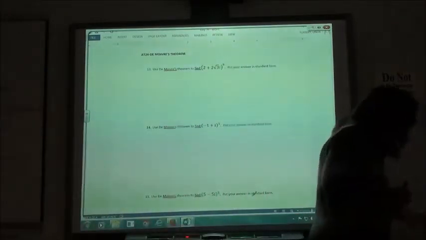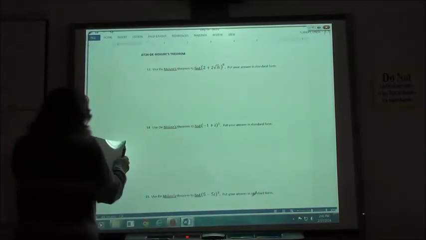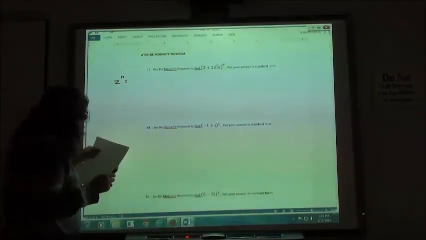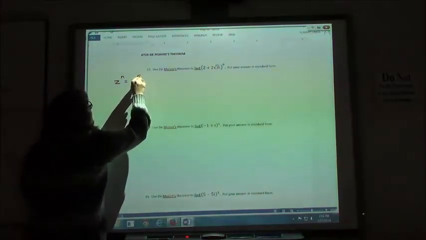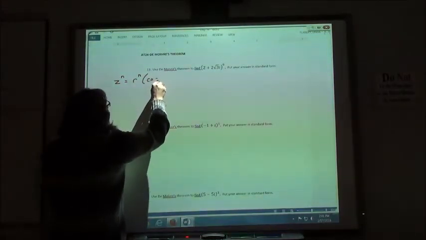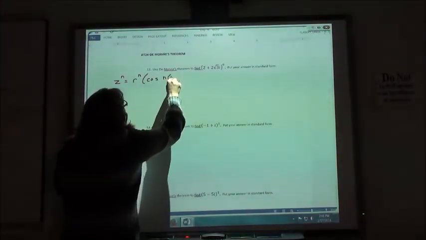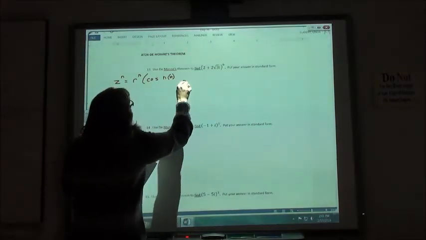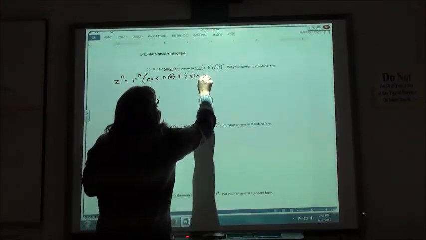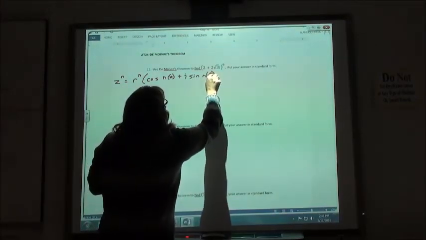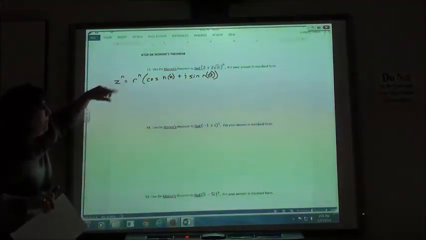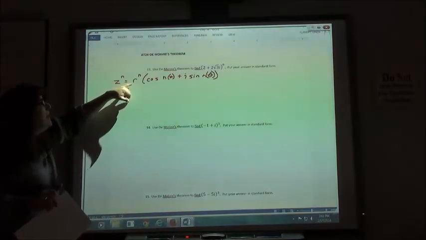I'm going to grab my paper here so I get it written down correctly. It says that if I have something to the nth power, what I'm going to do is take r to the n times the cosine of n times theta plus i times the sine of n times theta. The r again is your radius.